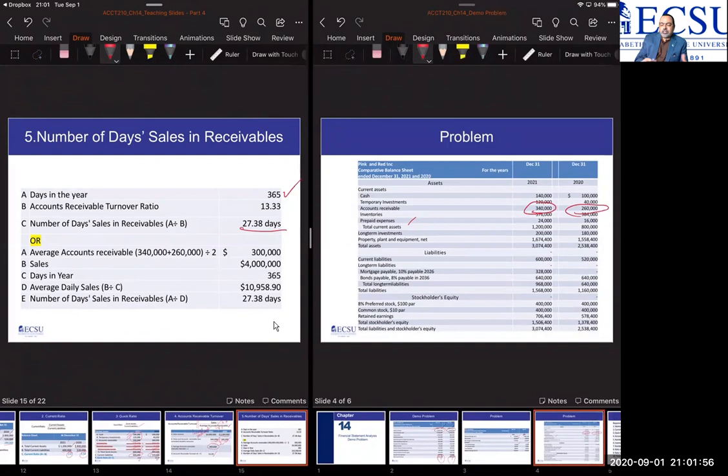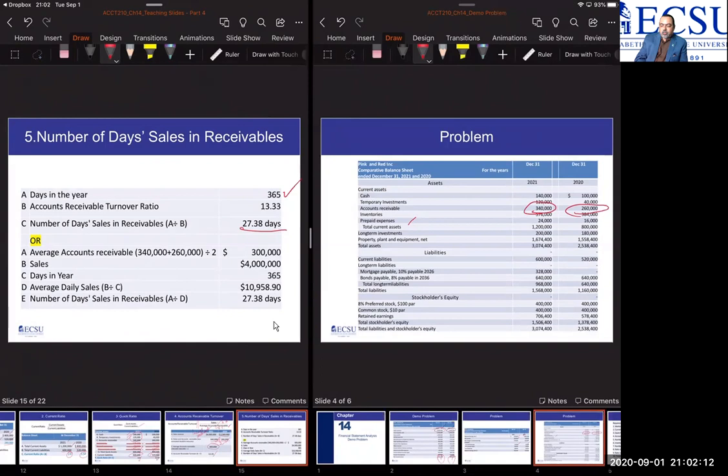So that would be 27. So to be approximate, probably a month is the number of days sales in receivable. Now, I also gave you an alternative formula.